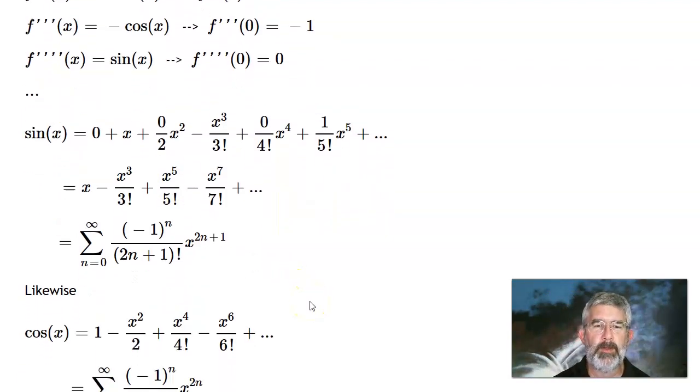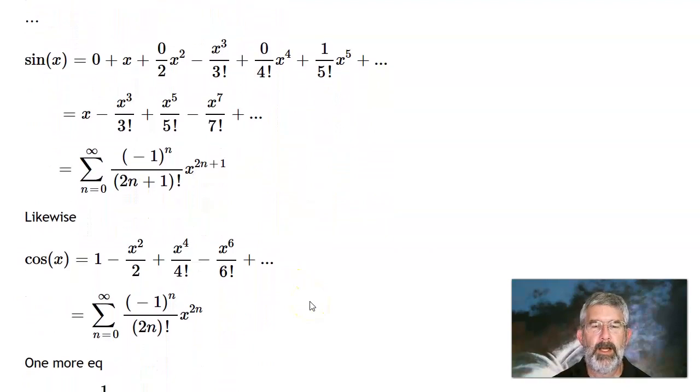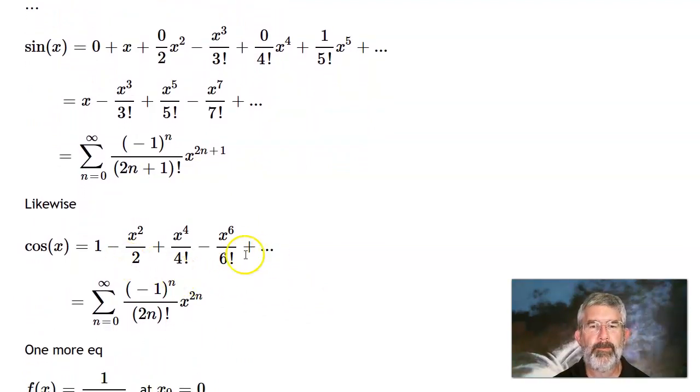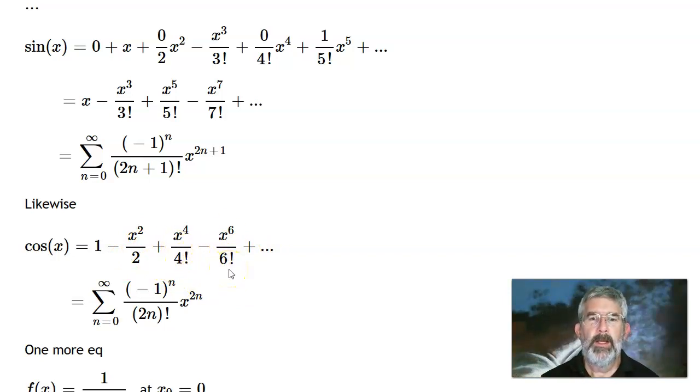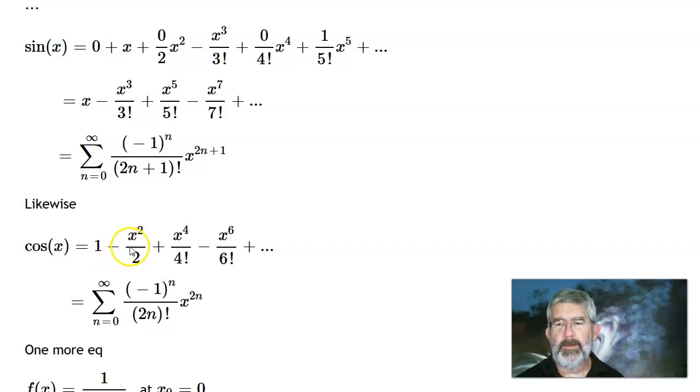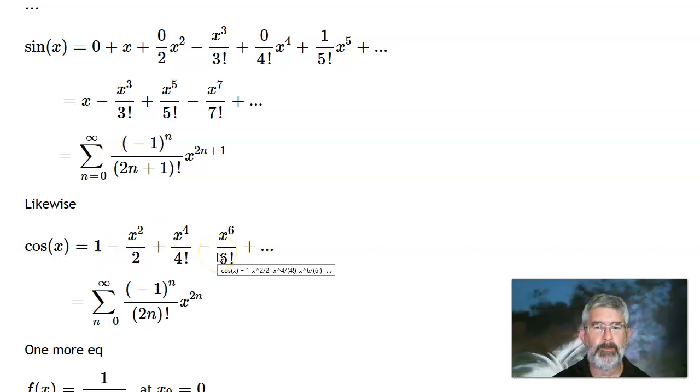Likewise, we could do the same thing with the derivatives of cosine and plug it in and get this. 1 minus x squared over 2 plus x to the 4 over 4 factorial minus x to the 6 over 6 factorial. There's a couple things here that occur to me that I should say. 2 is, of course, 2 factorial because it's 2 times 1, right? And 1 factorial is 1, and 0 factorial is also 1. That's by definition. So every place we ever seem to need 0 factorial, it needs to equal 1. So that's just definition. 0 factorial is equal to 1.